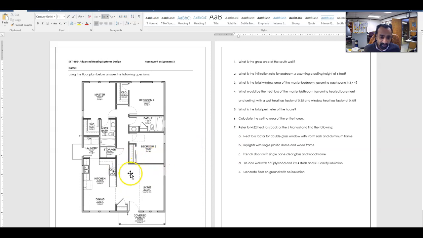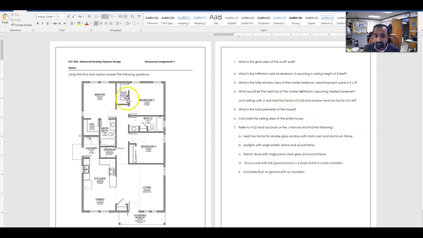What is the total window area for the master bedroom? Again, this is the master bedroom over here, so you have to calculate the area, which is width by length. Assuming the heated basement, what would be the heat loss from the master bedroom, assuming heated basement and ceiling, meaning there is no heat loss from the floor or the top? So you're only going to calculate the heat loss from those two walls, and it's only walls to the outside, not the inside.